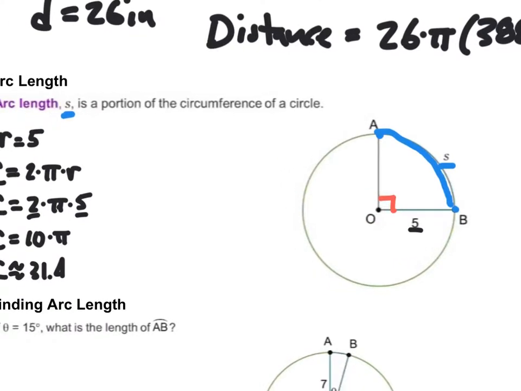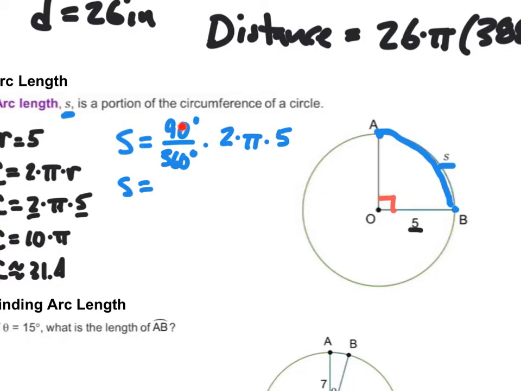So to find my arc length S, what we're going to do is take a fraction of our circle and multiply it by the circumference. What I know is that my central angle here is 90 degrees, divided by 360 degrees. I'm going to multiply that by the circumference, which is 2 times pi times your radius, which is 5. So let's simplify this.